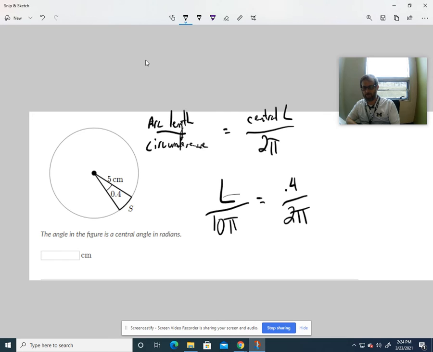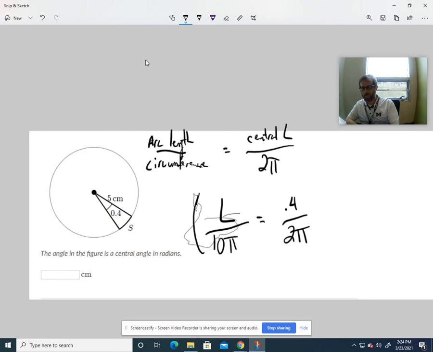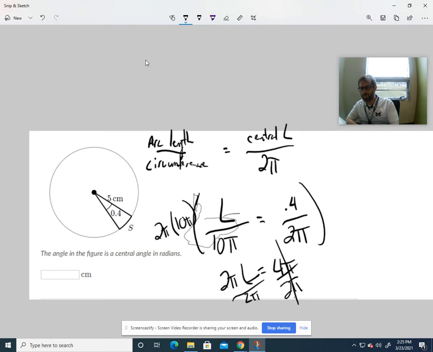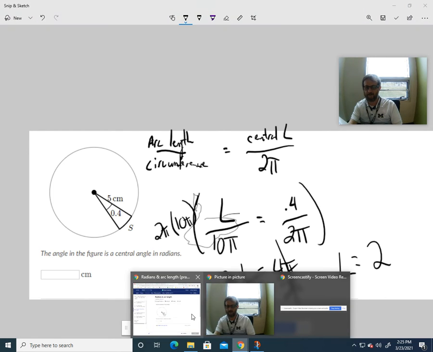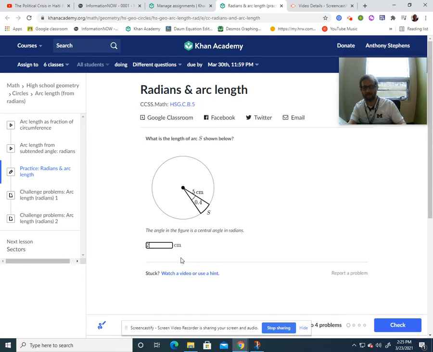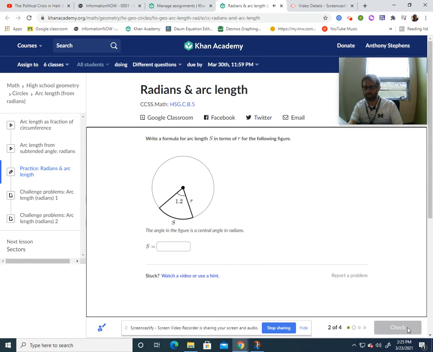Now again, how many times have I told you how to solve a problem like this? You multiply by your two denominators. So over here, I get 2 pi L, and because the 10 pi's cancel and the 2 pi's cancel, I get basically 4 pi. Now when I divide by the 2 pi, the 2 pi's cancel out, and I get the length to just be 2. This is where radians can really shine, because a lot of these problems, when they would come out ugly, are now going to come out nice because we're dealing in radians.